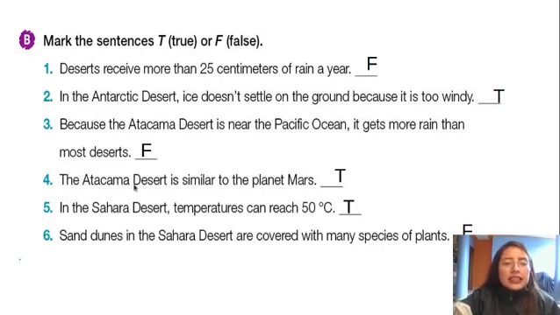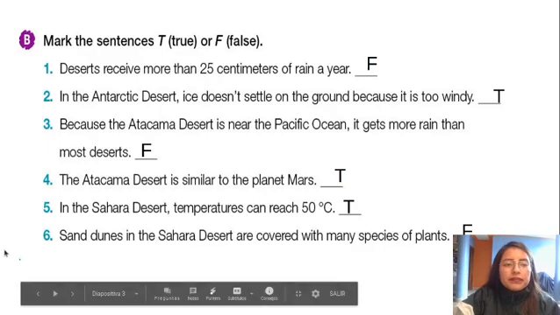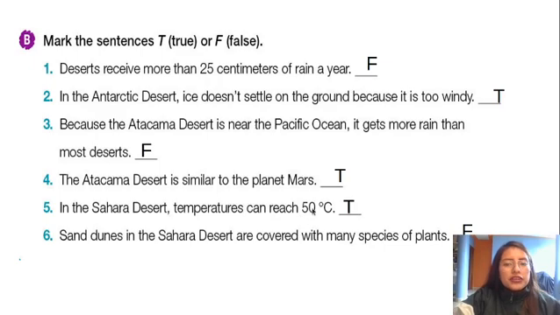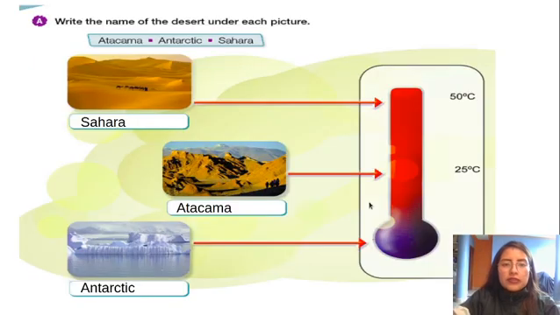Number 4. The Atacama Desert is similar to the planet Mars. Excellent. True, because the scientists compared the sand to that they found on Mars. Ellos comparaban, recuerda, la arena que encontraron en Marte con la del desierto de Atacama, que es la misma. Okay, this is true. Number 5. In the Sahara Desert, temperature can reach 50 degrees centigrade. True or false? True. Excellent. And it's the same according to the last activity. Okay.